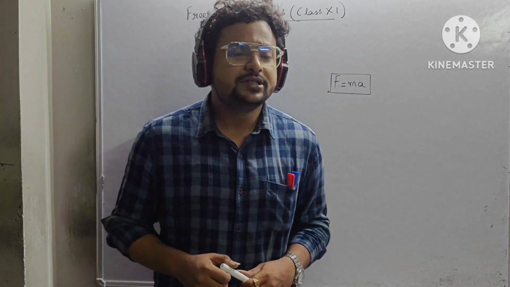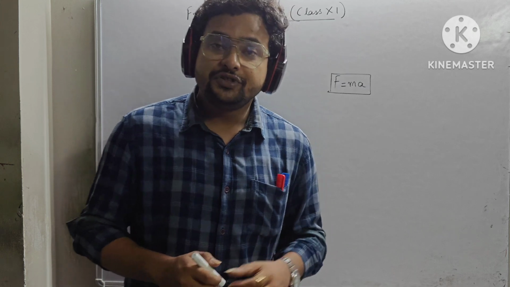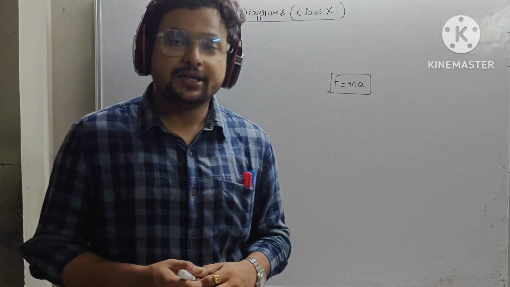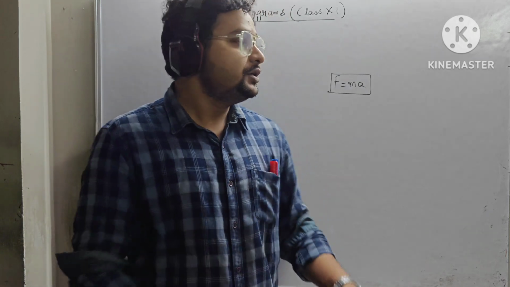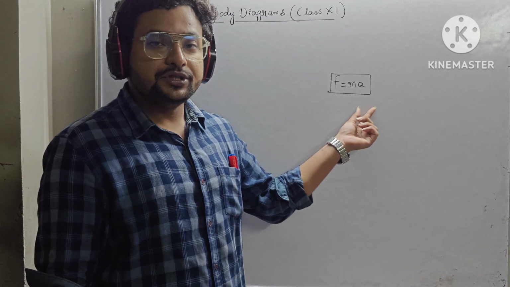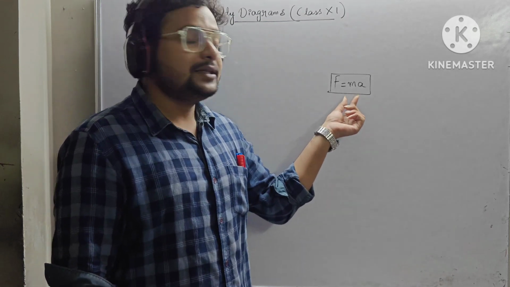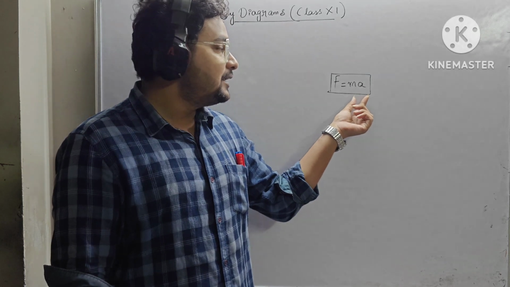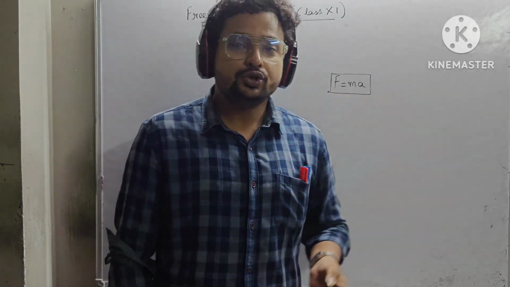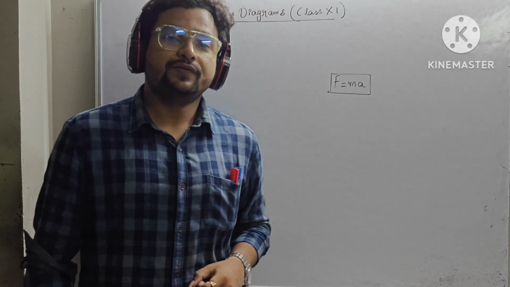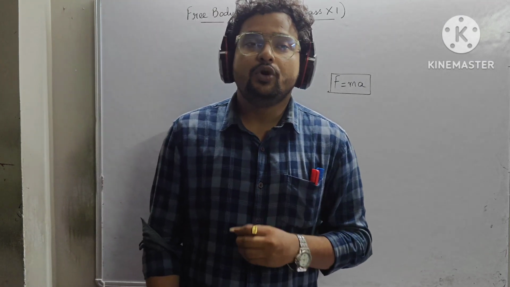We can derive this from Newton's second law. By the statement of Newton's second law, the rate of change in momentum of a body is directly proportional to the force applied. From that we can derive this equation. If a force F is applied to a body, the mass of the body is m, and the acceleration produced in the body is a, then we can write F equals mass into acceleration. Now, what are these free body diagrams?